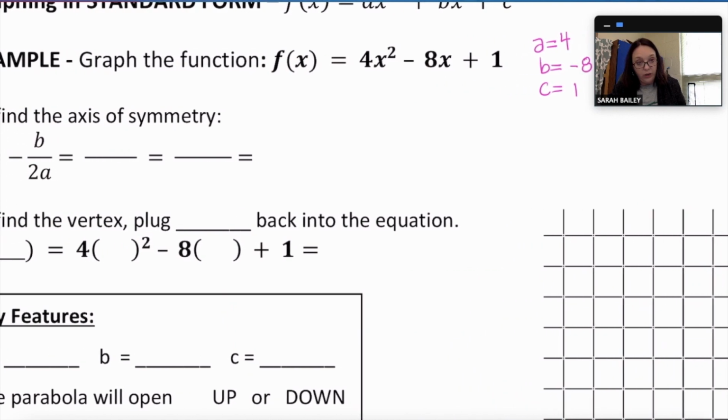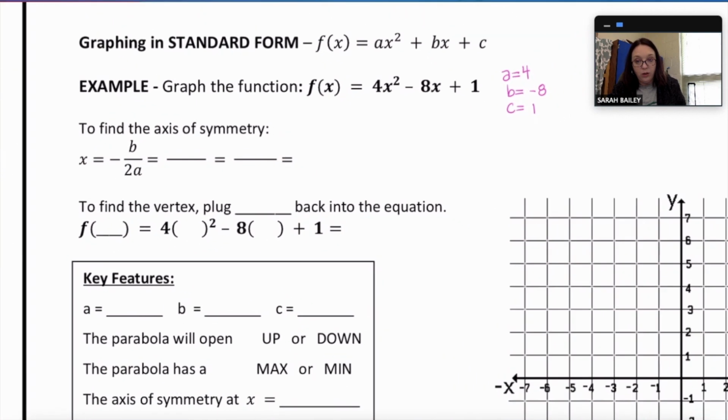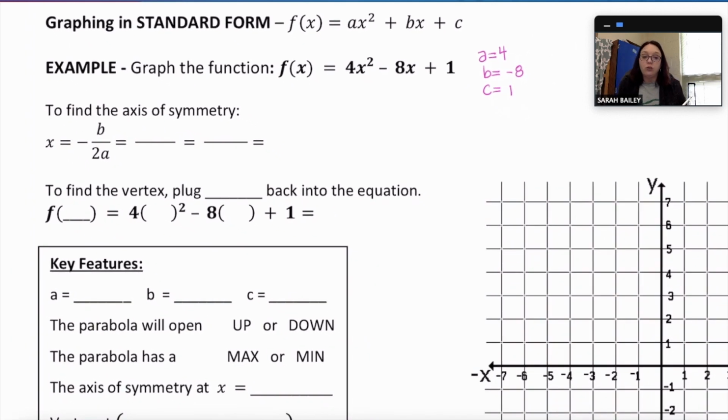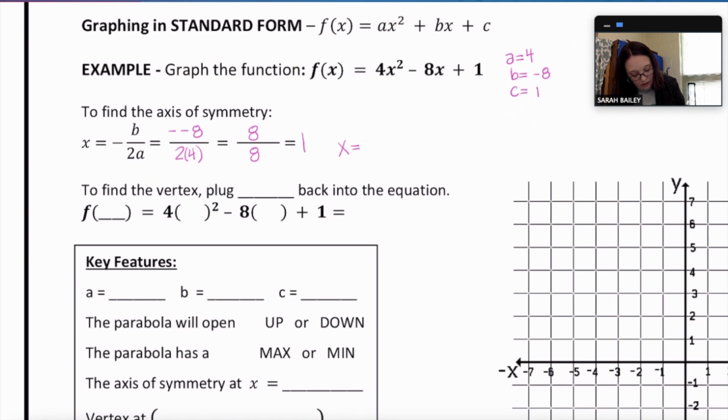Now I'm going to come over here and plug in. Negative b over 2a. Well, b is negative 8, so I'm going to write it as negative 8. I'm just going to put the negative sign up in the numerator. I could have put it in the denominator. This first negative sign came from right here, and then the negative 8 is right here. And then 2a means 2 times a, which is 4. Negative 8 is really just positive 8. 2 times 4 is 8, so 8 over 8, which is 1. So the axis of symmetry is going to be x equals 1.